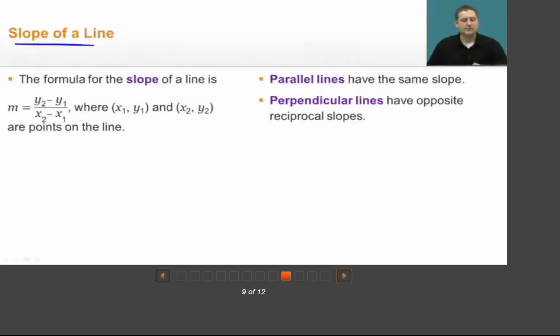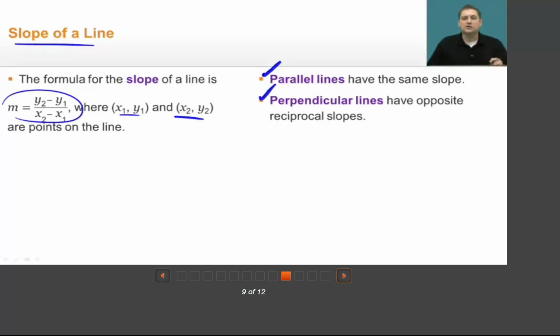Let's talk about the slope of a line. Now, the formula for the slope or the steepness of a line is given by the change in y values over the change in x values, where x1, y1, and x2, y2 are points on the line in the coordinate plane. Now, knowing the slopes is very helpful because parallel lines have the same slope and perpendicular lines have opposite reciprocal slopes, whereas the numerator and denominator are switched and one's positive and one's negative.